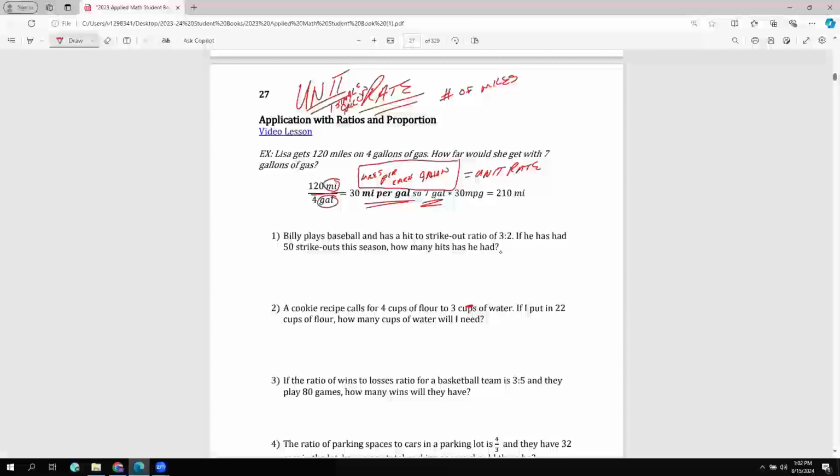Billy has a hit to strikeout ratio of 3 to 2. So I'm going to go ahead and write that, 3 to 2, and I'm going to write it this way. Now I put it in this form because hopefully it'll make sense to you what I end up doing. So again, the 3 is the hits. The strikeouts are the bottom number. Now here's the thing. They're telling you that his strikeouts total is 50, right? If you want to call these equivalent fractions, you can, maybe that would make a nice way to understand that.